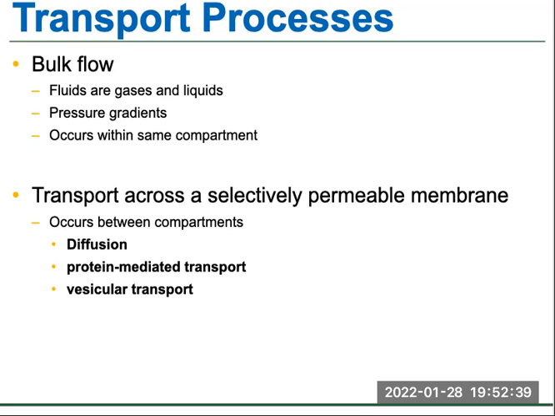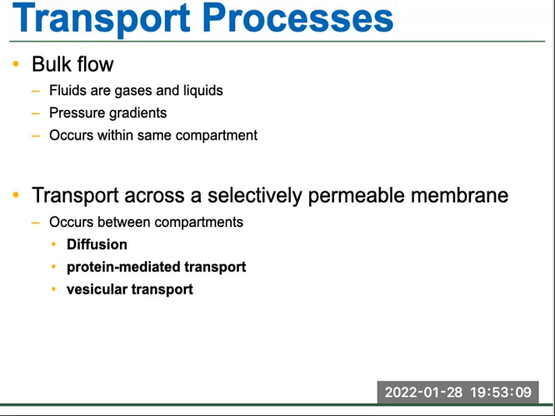Cell membranes in the human body are selectively permeable, which means they allow some molecules to pass through while others are not allowed to pass through. Now, if a membrane allows a substance to pass through it, the membrane is said to be permeable to that substance. If it does not allow the substance to pass through, we say the membrane is impermeable to that substance.